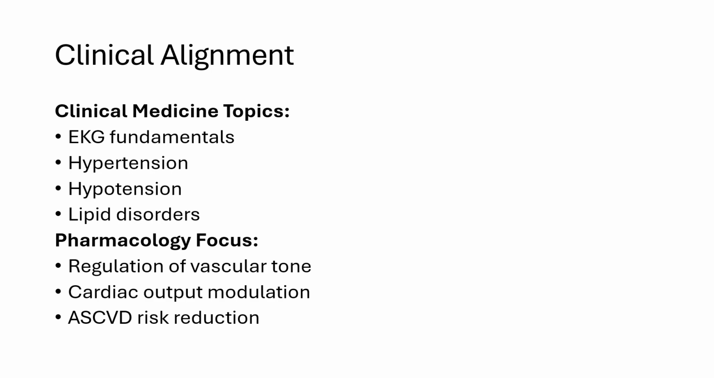First, we'll emphasize regulation of vascular tone. That means understanding how medications can change systemic vascular resistance, primarily through the sympathetic system, the RAAS, and direct vascular smooth muscle effects. This directly supports your hypertension and hypotension decision making. Second, we'll focus on cardiac output modulation. This is where agents like beta blockers and pressors matter because they are going to change heart rate, contractility, and overall perfusion. This also connects with EKG fundamentals because many of these agents impact the conduction and rhythm.